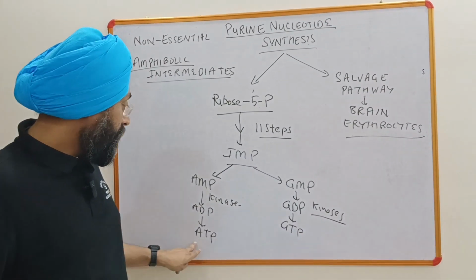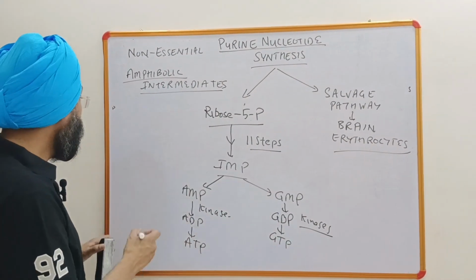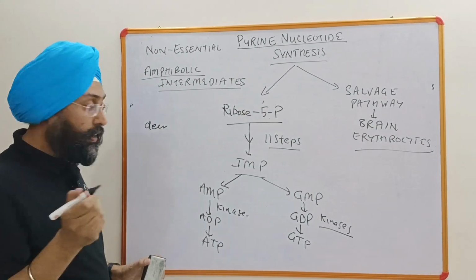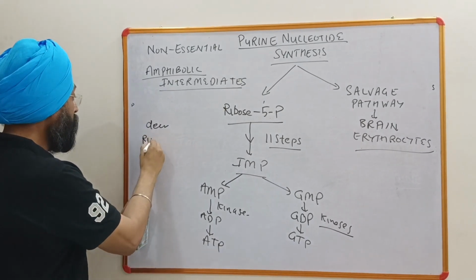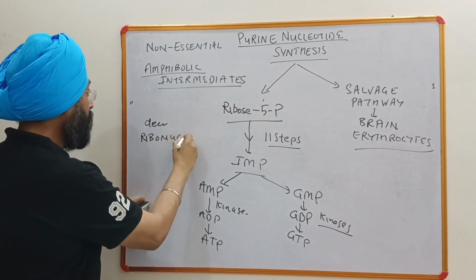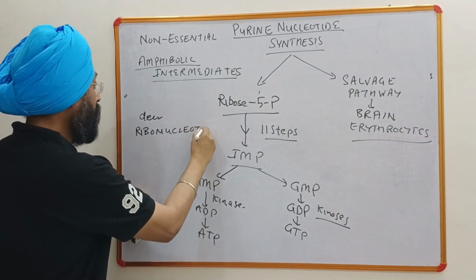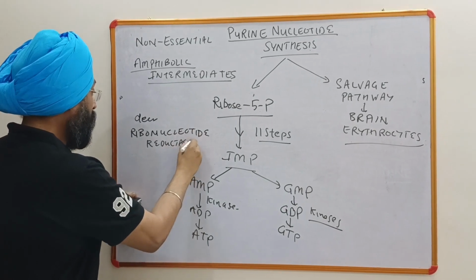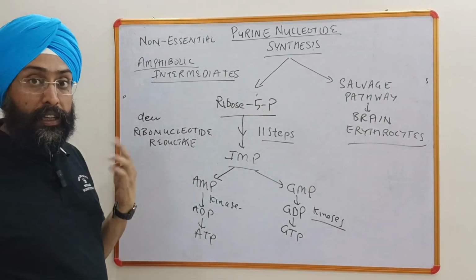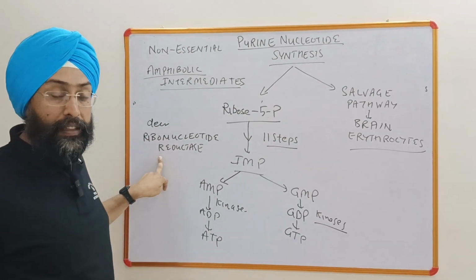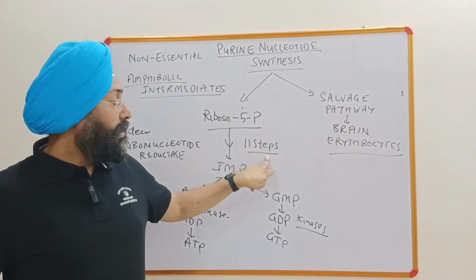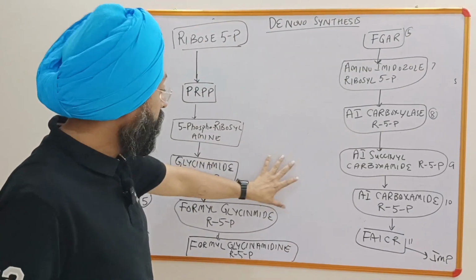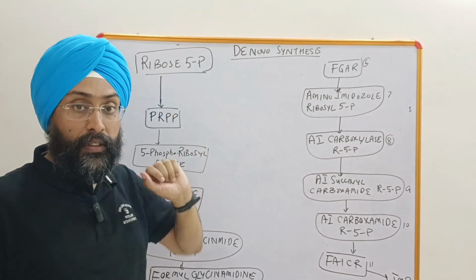right? So these are triphosphates, but we also need deoxy forms, right? So for deoxy nucleotides, we need the enzyme ribonucleotide reductase, right? From the normal forms, they are converted to deoxy by ribonucleotide reductase, right? Now we'll start with these 11 steps of de novo synthesis. These are the 11 steps which I have written for de novo synthesis.